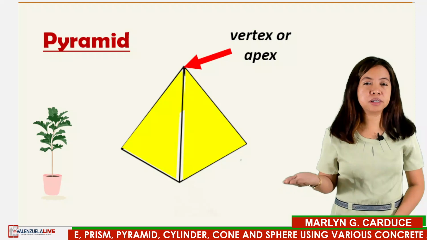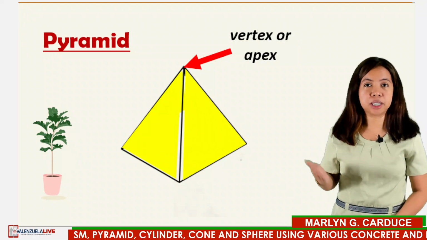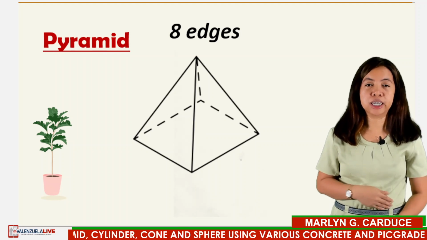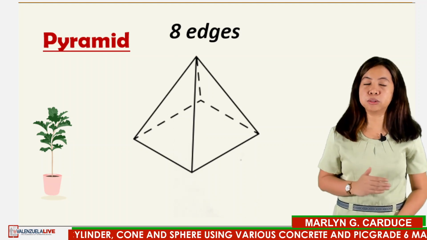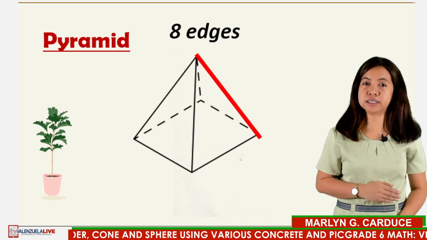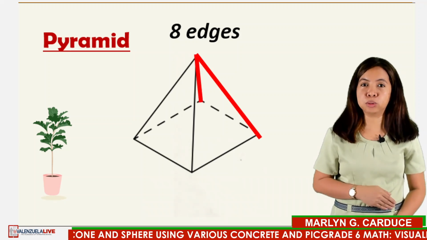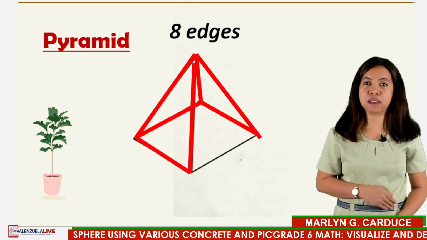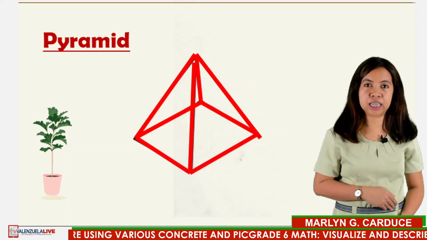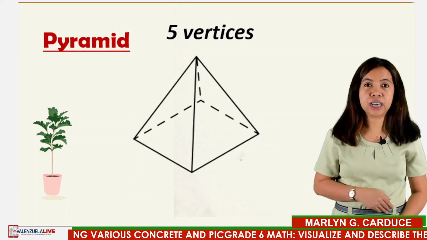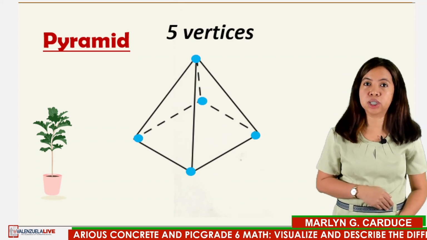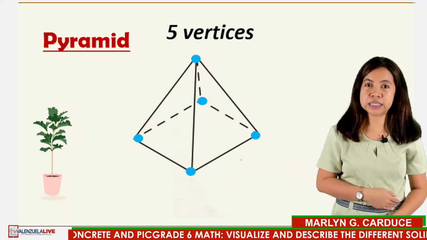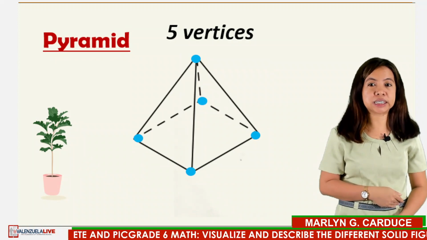So just like the prism, let's count the number of edges. In this figure, it has a total of 8 edges. So let's count. 1, 2, 3, 4, 5, 6, 7, and 8. And it also has a total of 5 vertices. So 1 at the top and 4 at the bottom. So that's a total of 5 vertices.